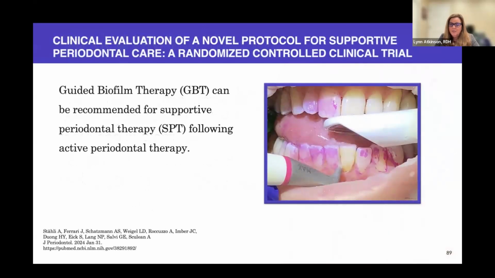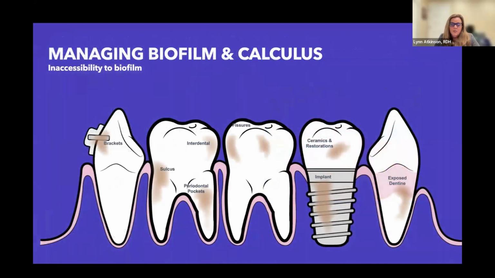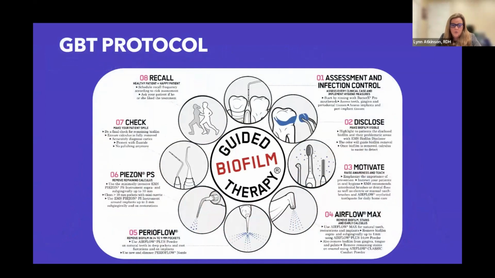GBT is an effective means of removing biofilm from the tooth and the implant, and we get better patient compliance, less pain perception, and it can be recommended also for supportive periotherapy following your active periodontal therapy. We can manage around brackets, in the sulcus, in interdental areas, in the periodontal pocket, and pits and fissures, around ceramic restorations, around the implants, and around exposed dentin. Whereas before, we just couldn't be as effective and not be aggressive or invasive when we were doing that.